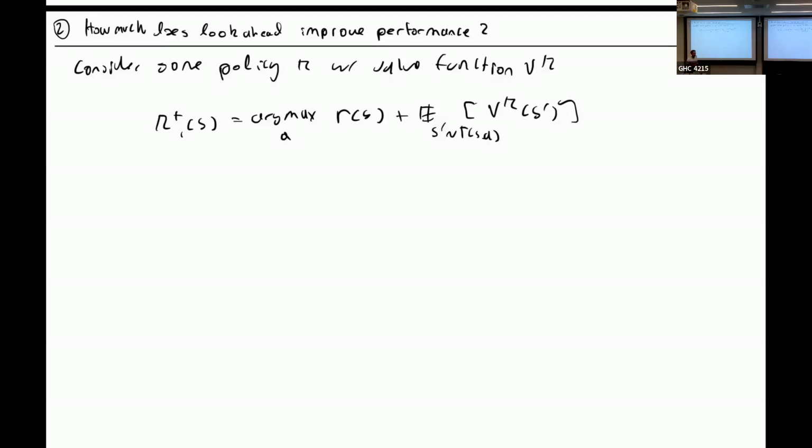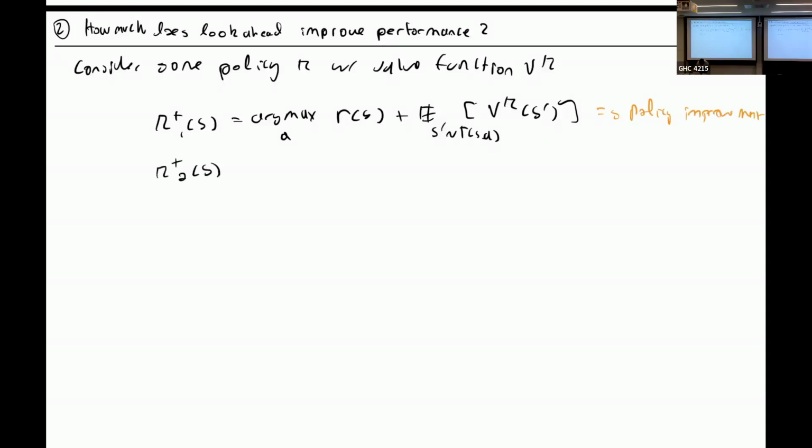Specifically policy improvement, right? I have some policy pi, and I'm saying, okay, I want you to look one further step in the future, and I expect this to improve the policy. So this is just policy improvement. And you can imagine doing this again, in a recursive fashion.